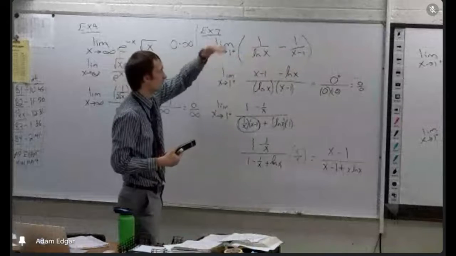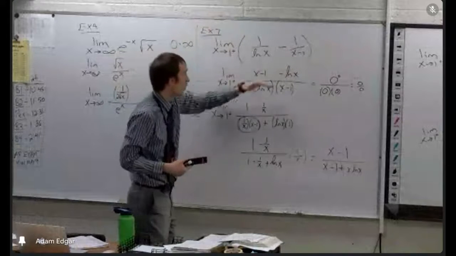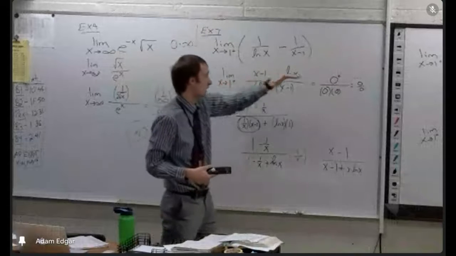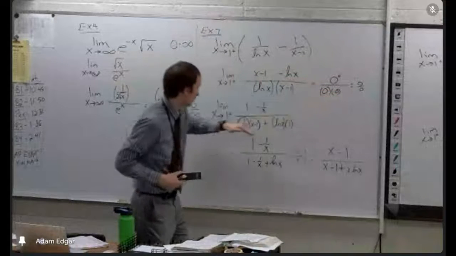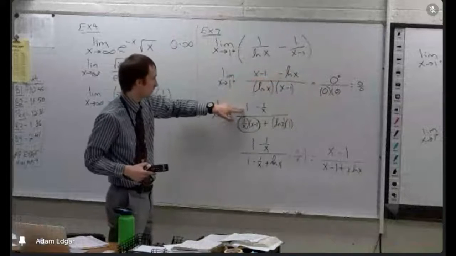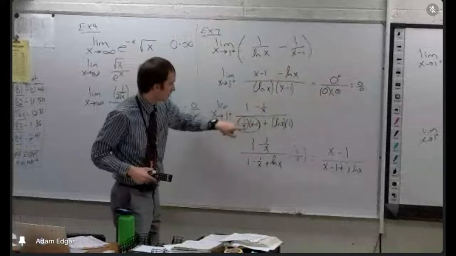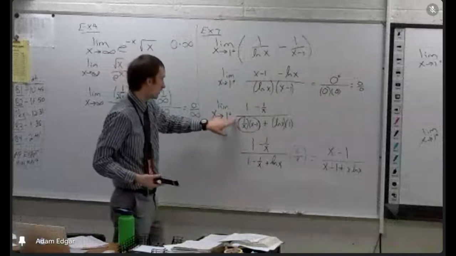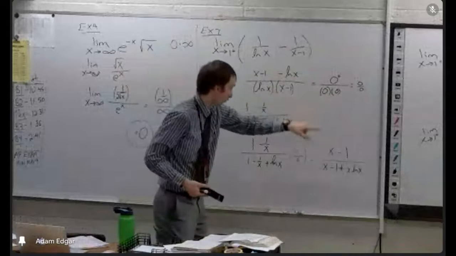So infinity minus infinity leads us to try to combine these together into a single fraction. Do the limit again. That gives us 0 over 0. That leads us to do L'Hopital's rule. We take the derivative of the top. Fairly simple. We do the derivative of the bottom. Product rule, be careful. We try to do the limit again, and we get 0 over 0.